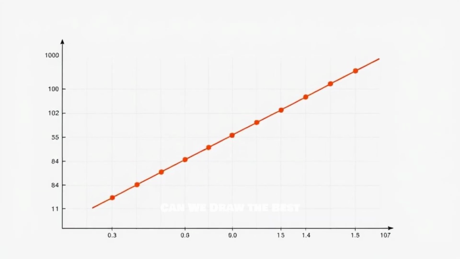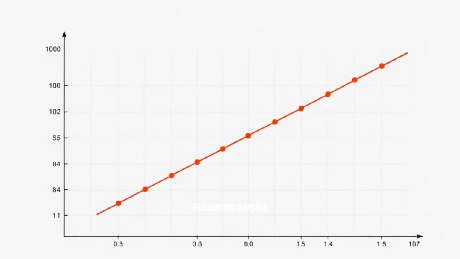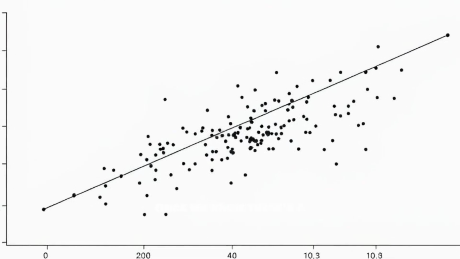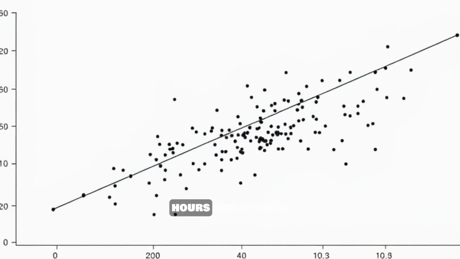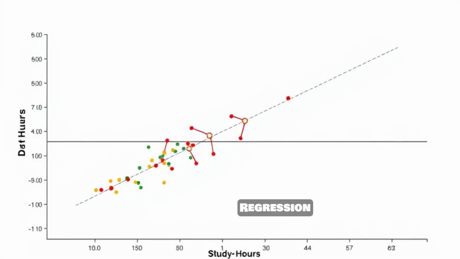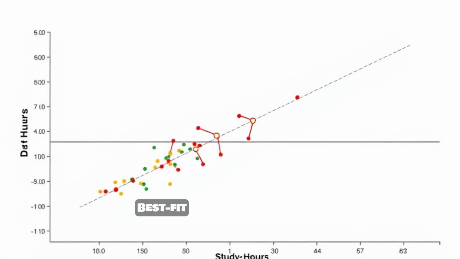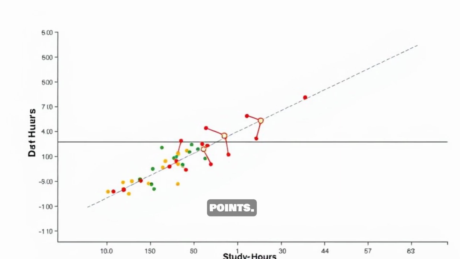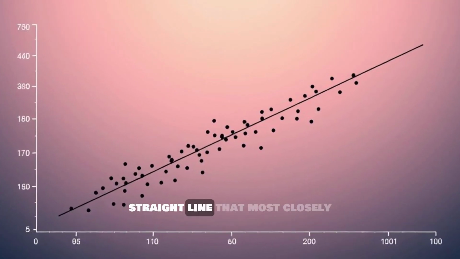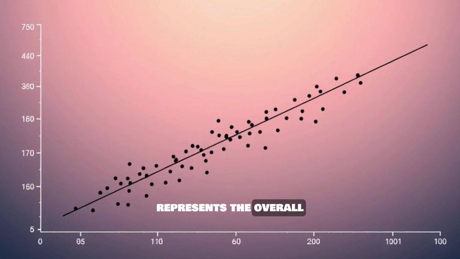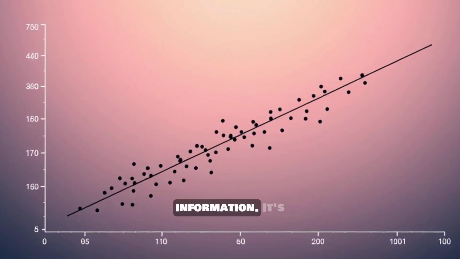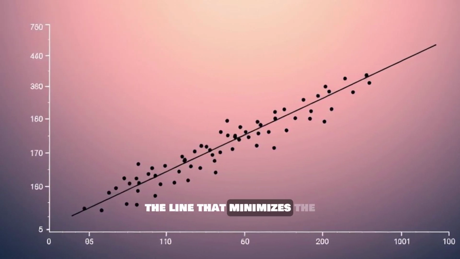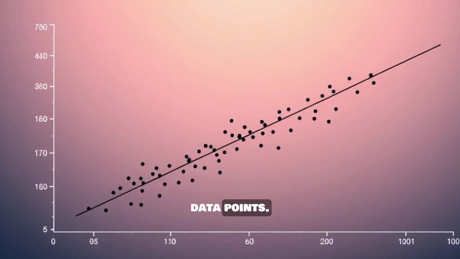Can we draw the best line? Simple linear regression. Simple linear regression is used when we predict one continuous number using just one other piece of information. Once we know there's a relationship, like between study hours and scores, simple linear regression helps us draw a single best fit line through all our data points. This best fit line is the straight line that most closely represents the overall trend between our two pieces of information. It's the line that minimizes the overall distance to all the data points.